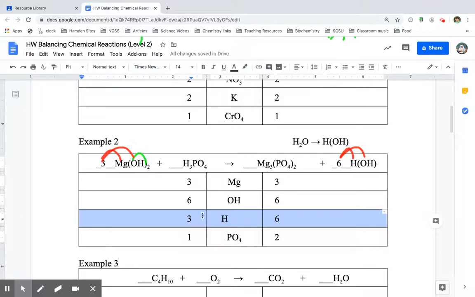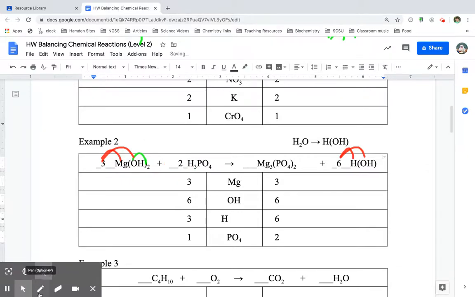I have 6 H's on this side. I need 6 H's on this side. But remember, there's already a 3 there. So 3 times something gives me 6. 3 times 2 gives me 6. But that 2 multiplies through. 2 times 3 gives me 6 H's.